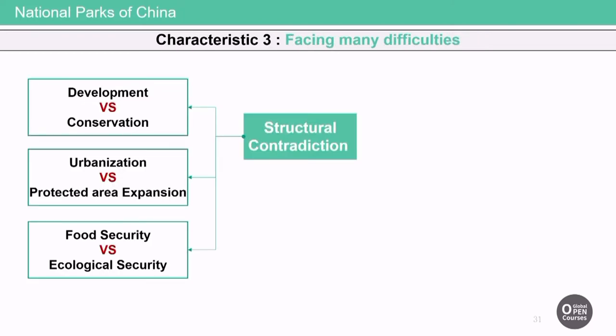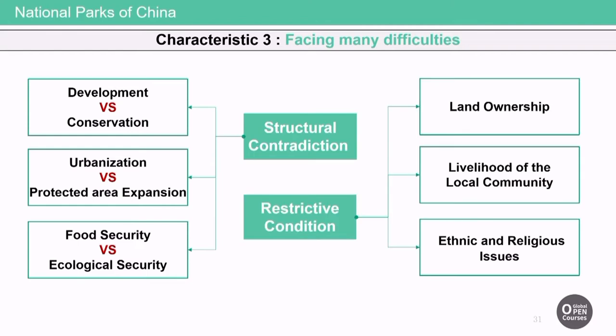It's a high population density and a large number of people. The third, the large area and large population bring big problems. We have structural contradictions like development versus conservation, urbanization versus protected area expansion, and food security versus ecological security. We also have some restrictive conditions such as the complex land ownership situation, the survival needs of the local community, and also complex ethnic and religious issues. So all of this makes China's national park system face uncommon difficulties. The third characteristic is difficulty.